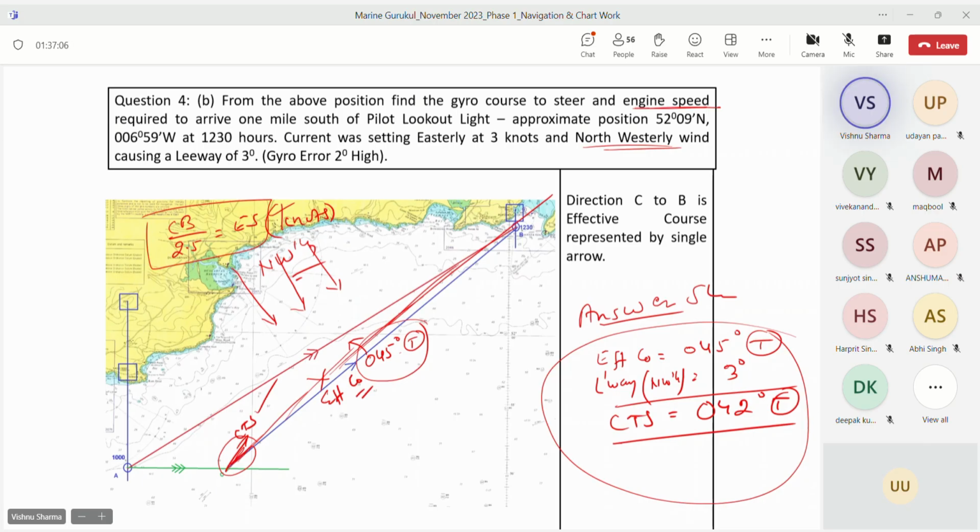And then gyro error, 2 degrees high. So CTS gyro will be higher. So it will be 0.44 degrees gyro. Am I right, beta? Yes, sir. And I'll clear it and show it to you then.